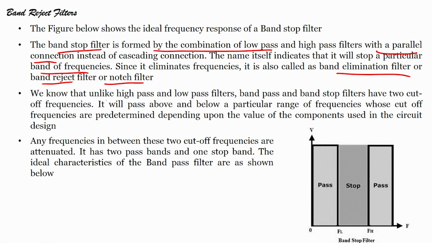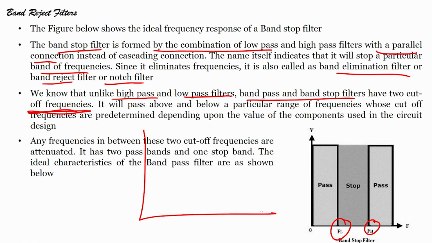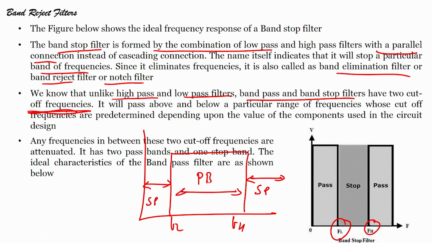We know that unlike high pass and low pass filters, band pass and band stop filters have 2 cutoff frequencies. See here 1 and here 2. In the same way, in the band pass filter we had 1 and we had 2, and this was a stop band, this was the pass band. You don't have to write PB, SB. You have to write stop band, you have to write pass band, you have to write gain.